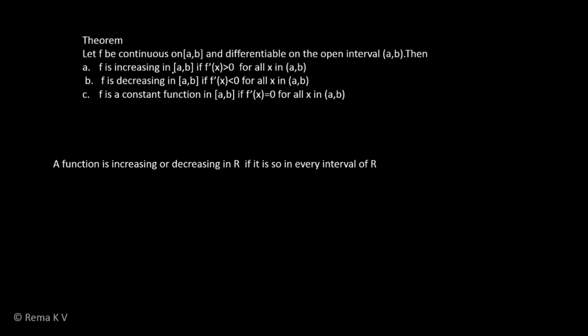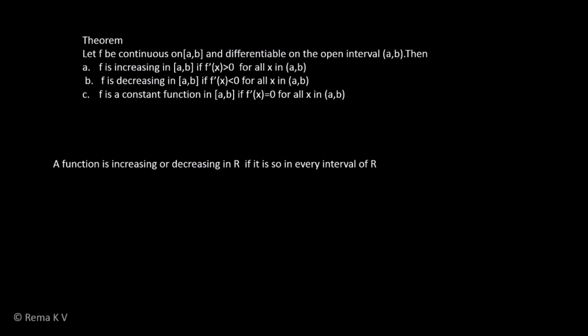And if this is taken as an open interval (a, b), that is, f is strictly increasing in the open interval (a, b). If we are considering a closed interval, we say that it is increasing, and if we are considering open intervals, we say that f is strictly increasing. Similar is the case for decreasing functions: f is decreasing in the closed interval [a, b] if f dash x is less than 0. That is, the derivative of the function is negative for all x in the open interval (a, b), then we say that f is decreasing. And if f dash x is equal to 0, we say that f is a constant function.